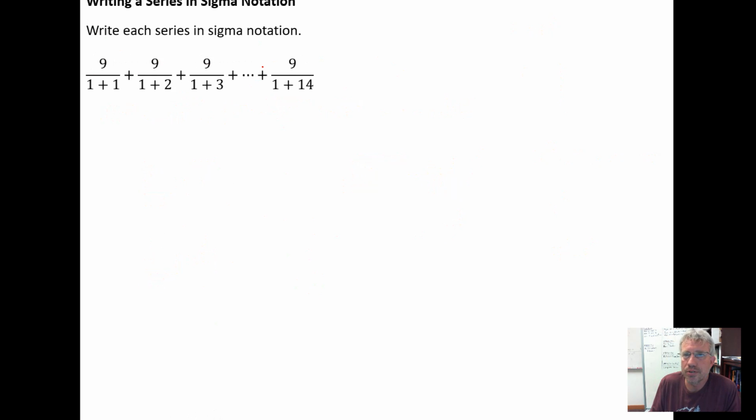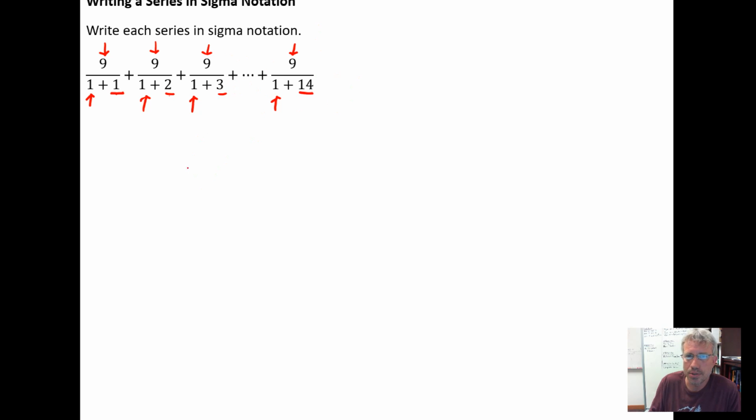So here's another example. Again, you want to identify what's staying constant and what's incrementing. When I look at this particular series, I see that the 9 is constant in the denominator position for each of the terms in the series, and that this 1 right here is staying constant for each of the terms. And it's this number right here that's being incremented from 1 to 2, from 2 to 3, from 3 to 4, all the way out to 14.